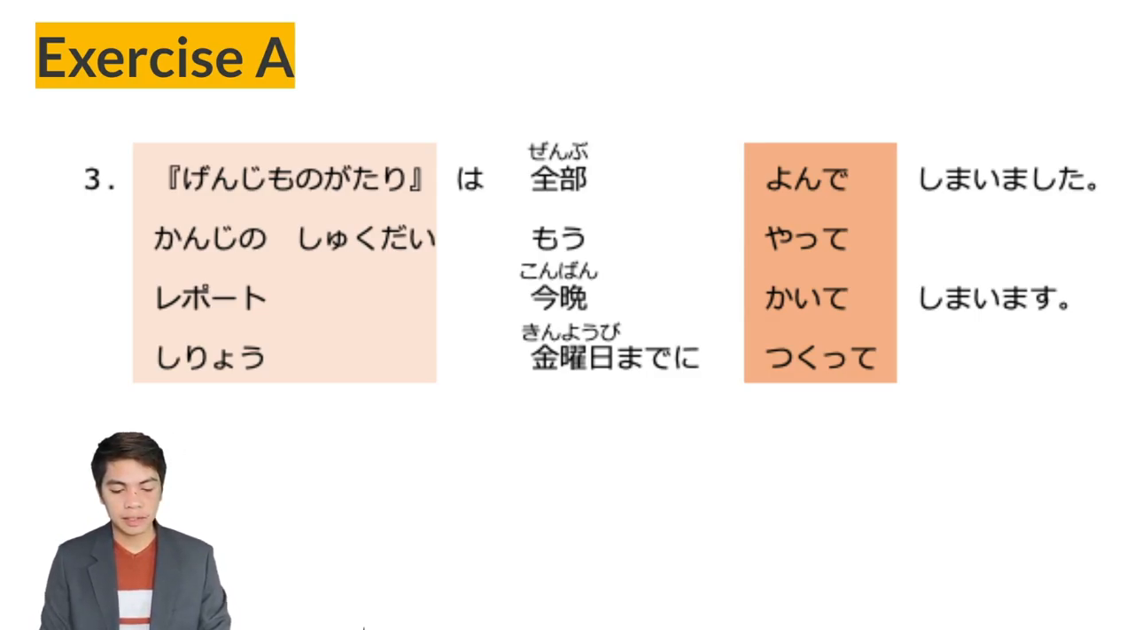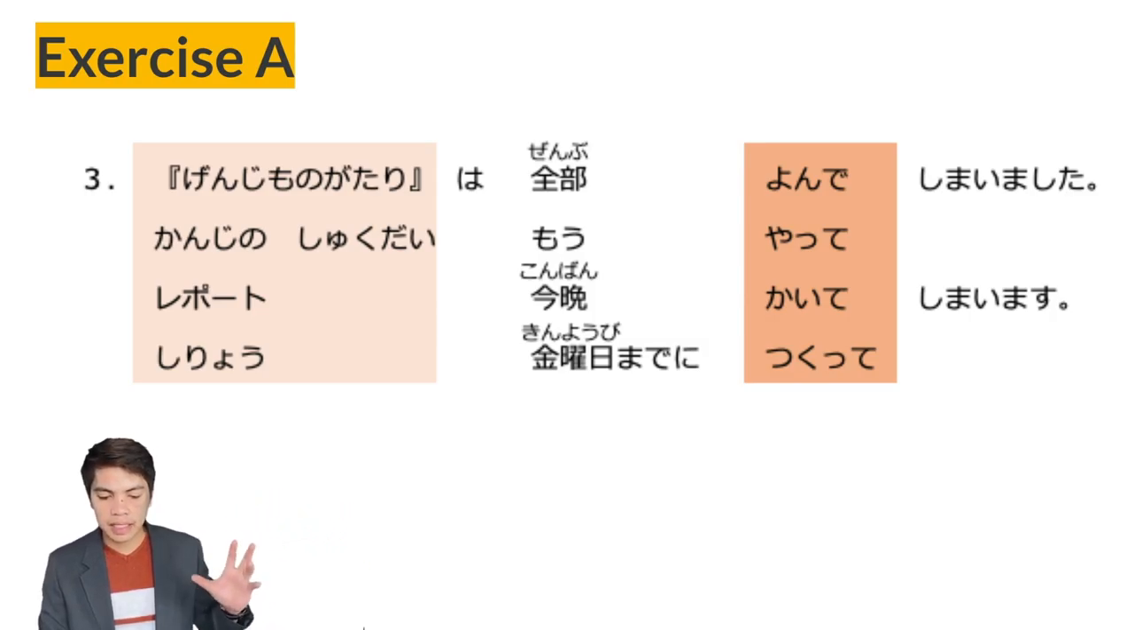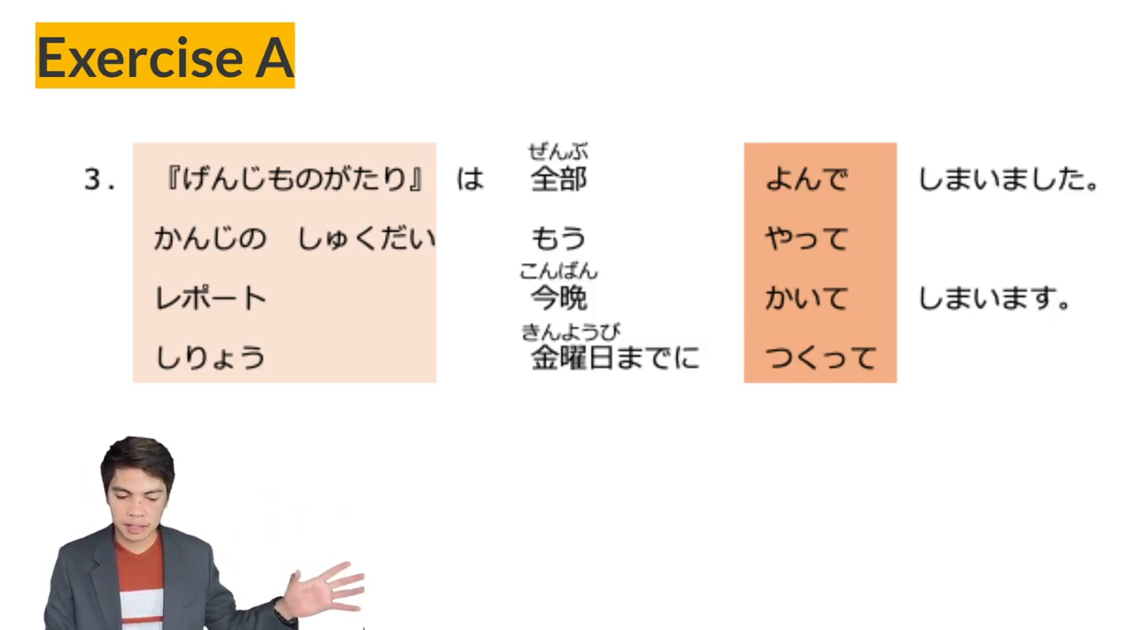Next line, kanji no shukudai wa mou yatte shimaimashita. So kanji no shukudai, the kanji homework wa mou already yatte shimaimashita. I already finished doing my kanji homework. Next line, repooto wa konban kaite shimaimasu. So te shimaimasu, to finish something. Kaite shimaimasu, finish writing, konban. I will finish writing tonight the report, repooto.